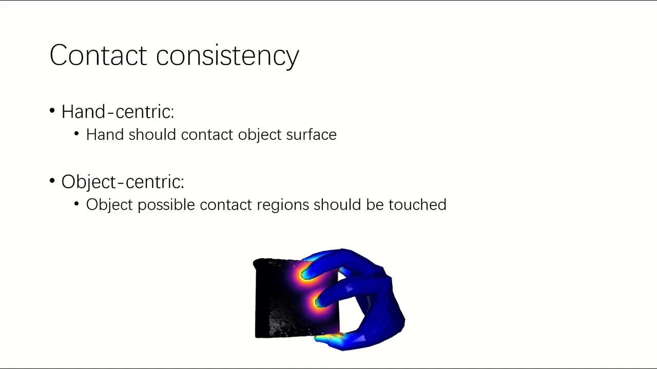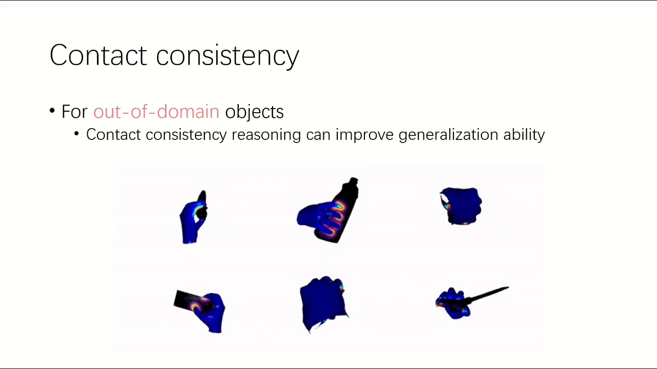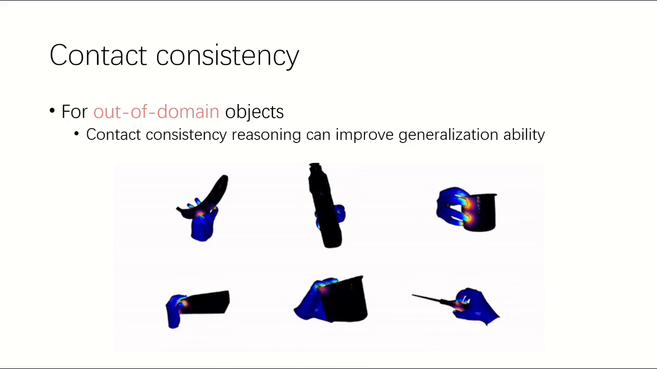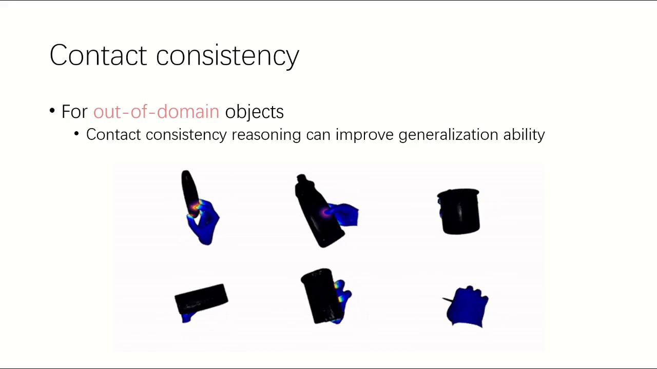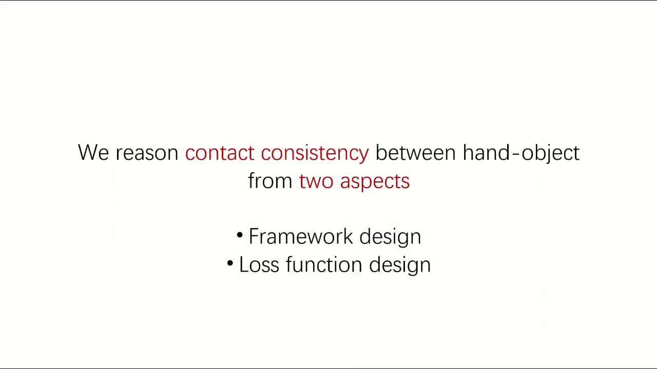So what does the contact consistency mean? From the hand-centric view, the synthesized hand should contact the object surface without penetrating into it. And from the object-centric view, there are also possible contact regions on the object, commonly grasped by humans. These regions should be touched by the grasp. Moreover, a good thing of contact consistency reasoning is that it can work on out-of-domain objects effectively and improve the generalization ability of the model. It is possible to refine the generated grasps under the consistency. Details will be covered later. So in this paper, we reason the consistency from two aspects, the framework design and the loss function design.